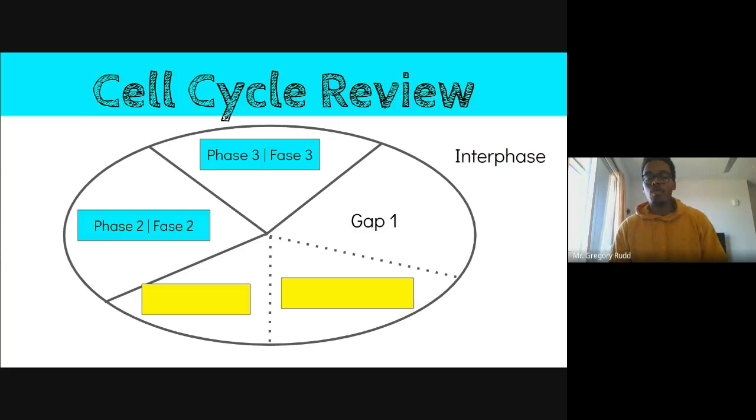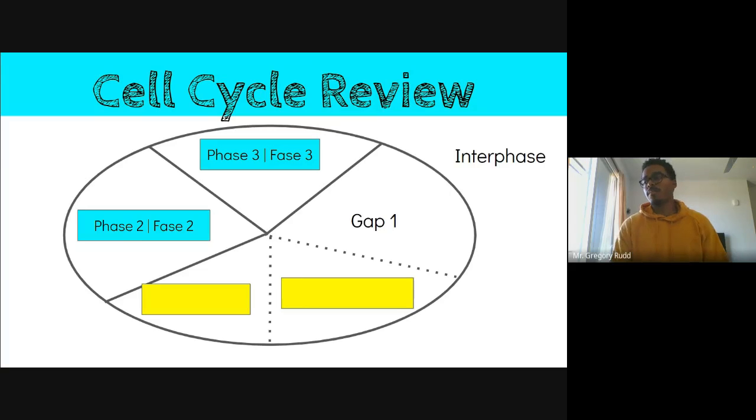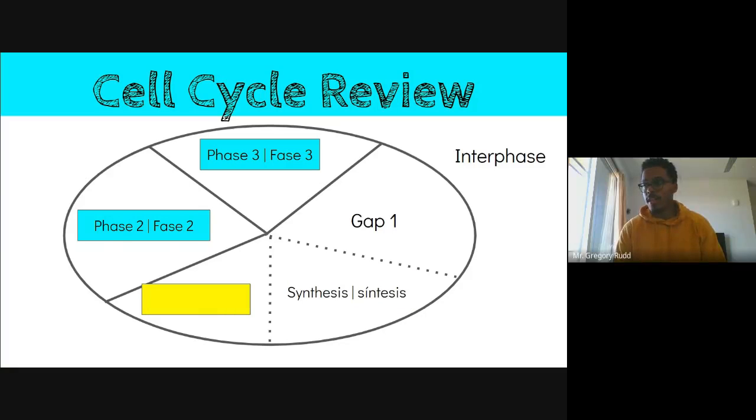What comes after G1? Potentially the most important part of the cell cycle. Synthesis, wonderful. And what happens during synthesis? The DNA replicates. Wonderful, thank you, JT. So we've got to replicate the DNA before we go through a process of cell division. There could be serious consequences if we do not replicate the DNA first. So synthesis is extremely important.